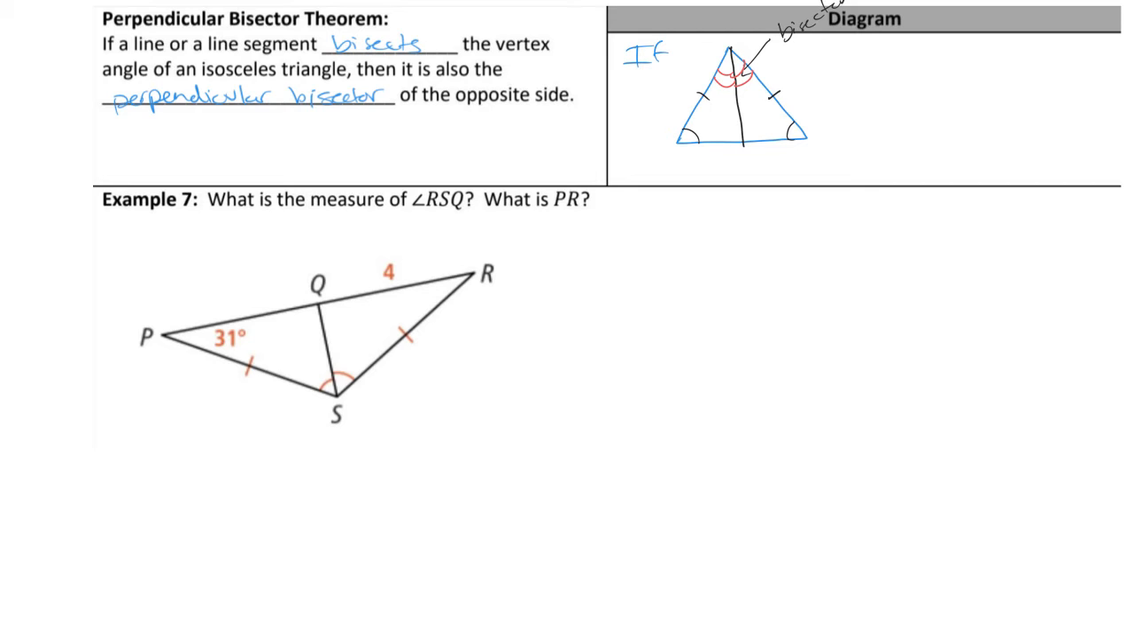So if we're given that, then we can also say, given the perpendicular bisector, it's an isosceles triangle, we can also say that these sides are going to be congruent. So that means those two sides are congruent, and the two angles are congruent. Perpendicular bisector.